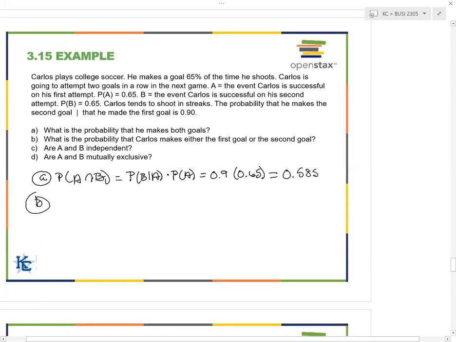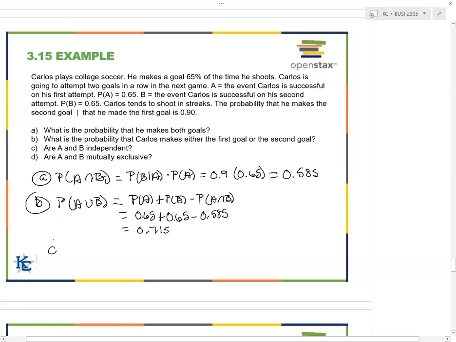Part B, what is the probability that Carlos makes either the first goal or the second goal? So again, this is the word or here, and so that would be A union B. Okay. And so remember, A union B is the probability of A plus the probability of B minus the probability of the intersection, A intersect B. So the probability of A is 0.65, the probability of B is 0.65, and the probability of A intersect B we just found was 0.585. And so the probability of A union B is 0.715.